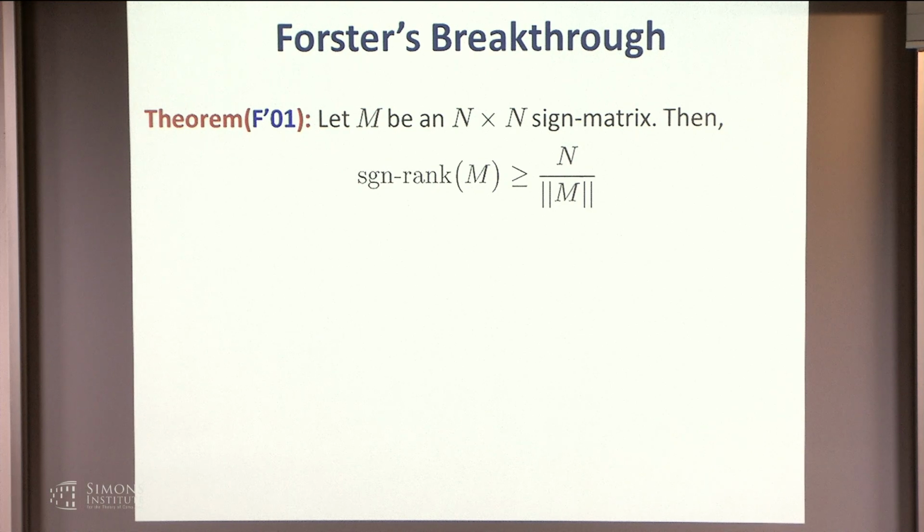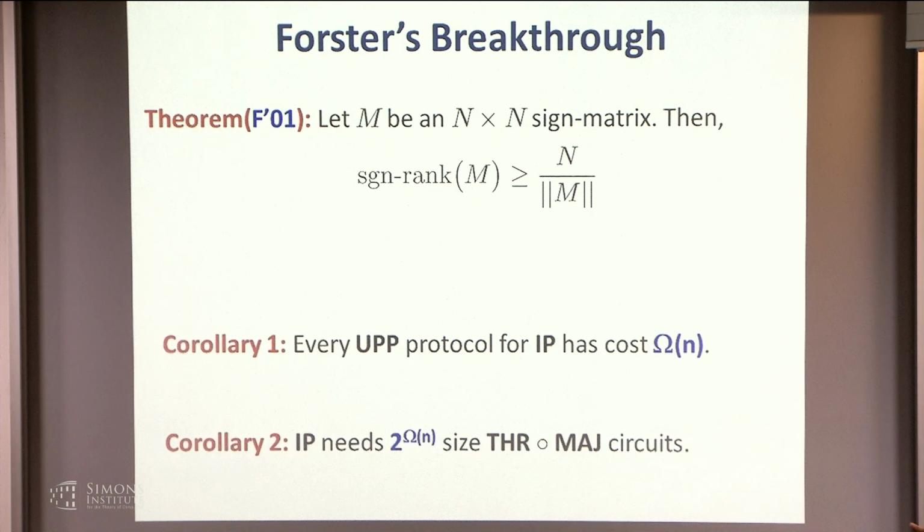More interestingly, what Forster was able to show is a very nice spectral condition that would allow you to lower bound sign rank. What he showed was that if M is such a sign matrix, n by n, then its sign rank is at least n over the operator norm of M. And if you look at a function like inner product, which is like a Hadamard matrix, you immediately get that the sign rank is going to be 2 to the n by 2, and this would show you that the UPP cost of computing inner product is very large. And this is really surprising.